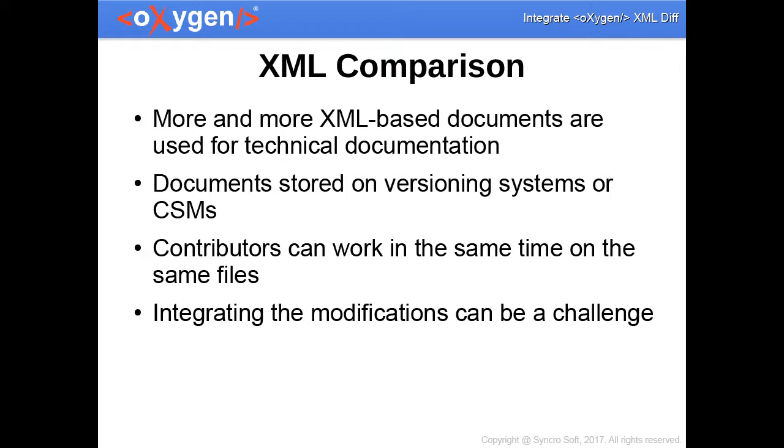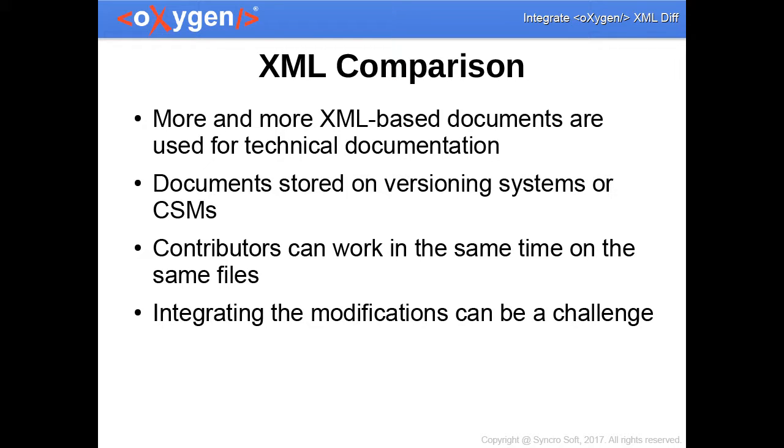So more and more people use XML, for example, for technical documentation, and they work on similar documents concurrently, and after they've done their work, they want to put the files on a repository or on a CMS, depending on what repository they are using. Integrating these changes in the CMS or in the versioning system is not always easy, depending on what type of merging support you are using.